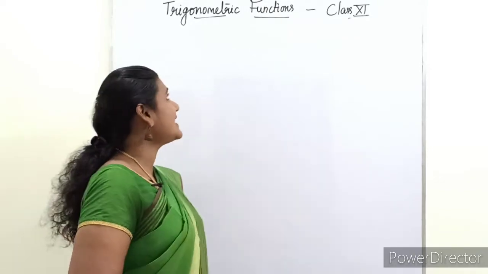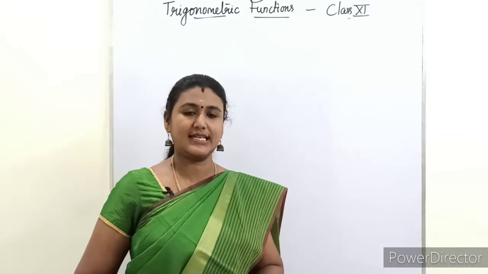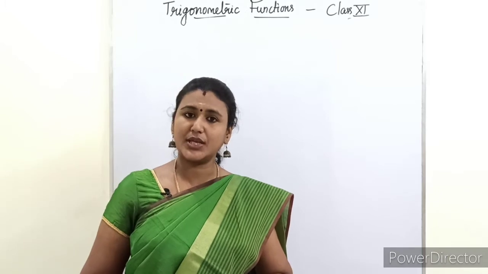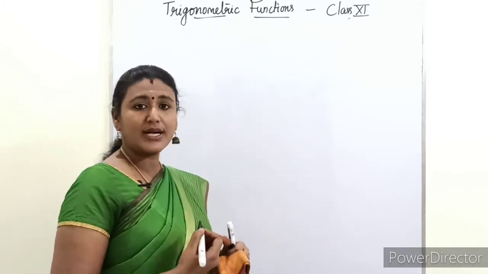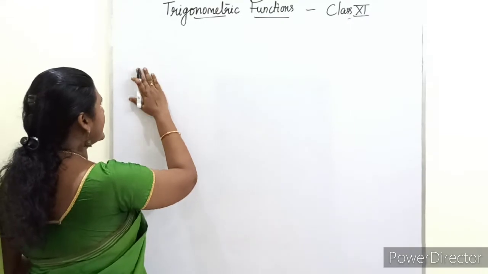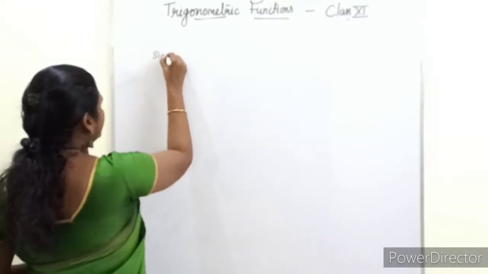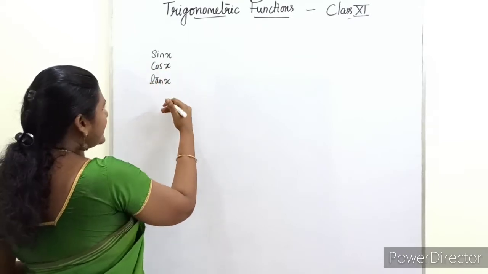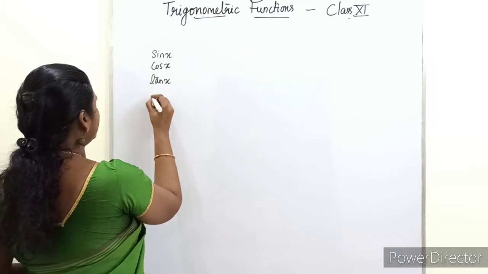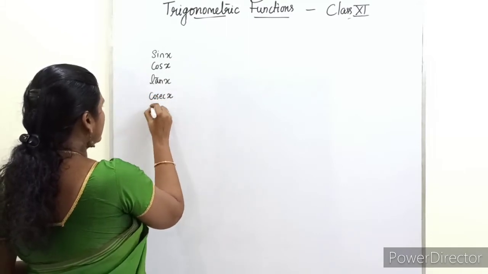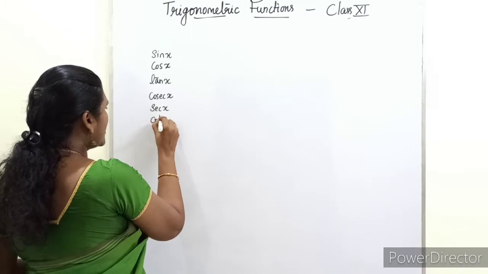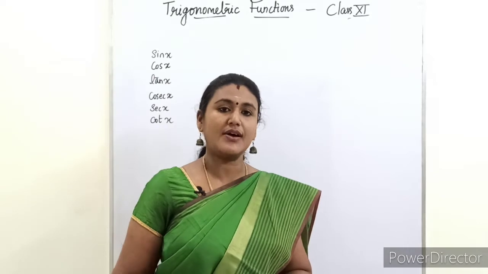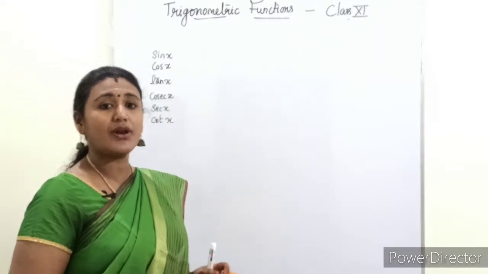Today we will continue with the chapter trigonometric functions of class 11. In class 10 you have already studied trigonometric ratios for acute angles. You studied the 6 trigonometric ratios: sin x, cos x, tan x, and the next 3 ratios are the reciprocals of these, that is cosec x, sec x and cot x. But there you studied the trigonometric ratios for acute angles.